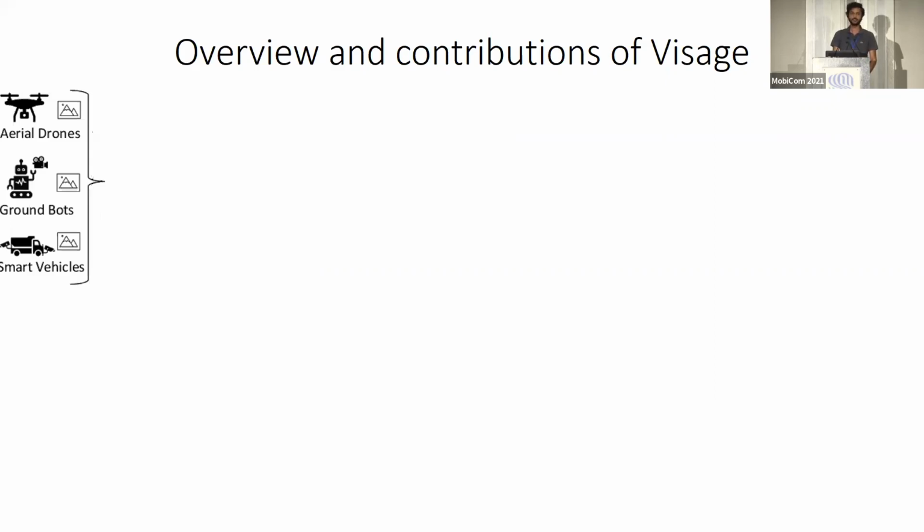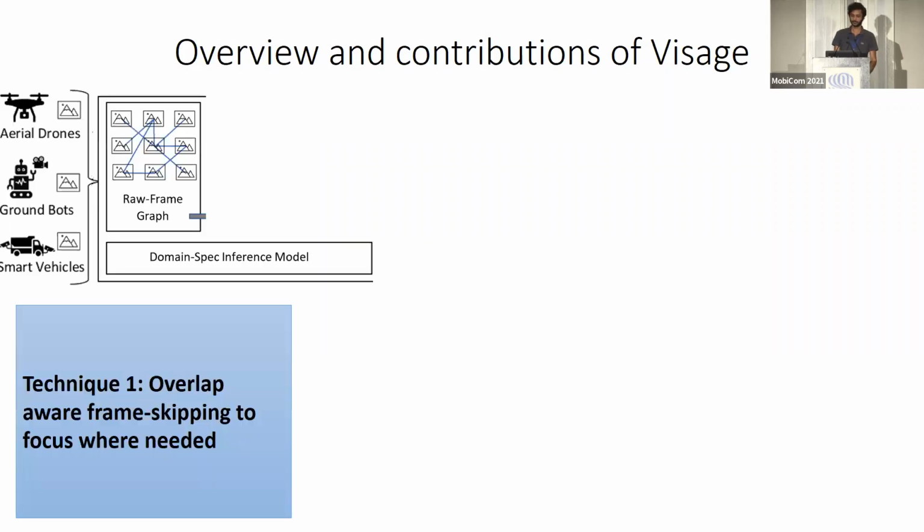So let me give you an overview of the architecture. We need to model the relationship between the different frames and how much they overlap. And this will really help us in understanding what part of the region is being captured by the drone. And this can help us do some intelligent skipping of the frames so that we don't have to look at all of them.